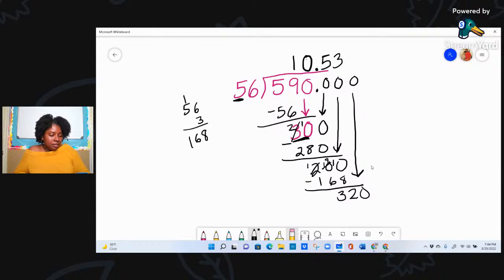590 divided by... Oh, this goes on forever, child. All right. But that's how you would do it, right? And you would keep going. Most of the time, a question like this, your teacher will say, stop after 2 decimal places or 3 decimal places, something like that. So I doubt they're going to have you keep dividing this forever and ever and ever.